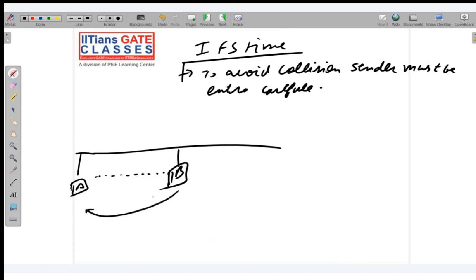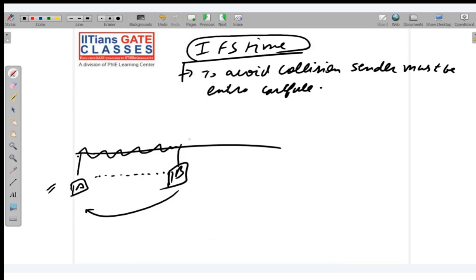Okay, and if station B wants to send data, it will wait for the amount of time needed for one bit to reach from station A to B. Now what will B assume? B will assume that I want to send data, but chances are that A also wants to send data at this time only. So it will wait for the propagation time, or one bit delay from A to B, and this time is known as IFS time.